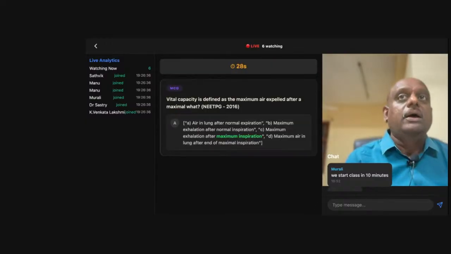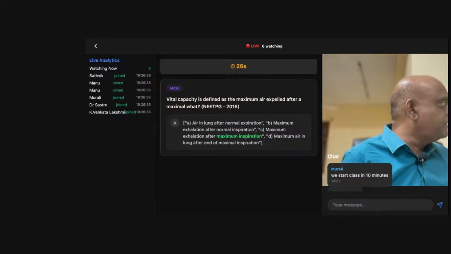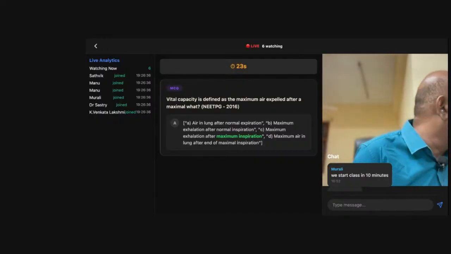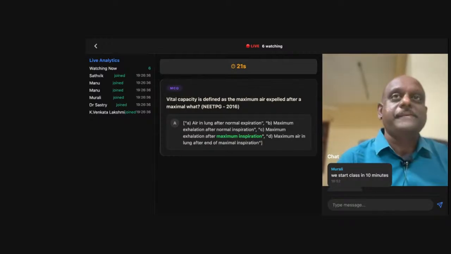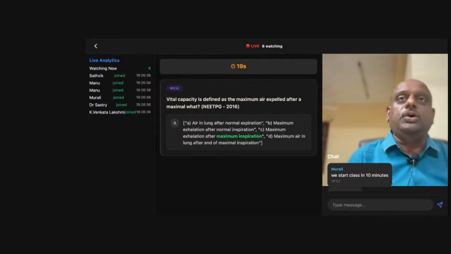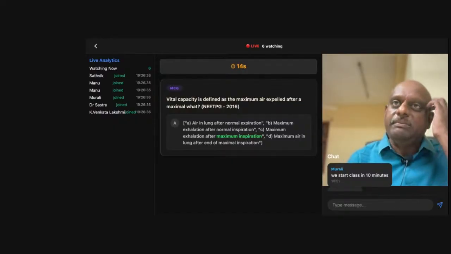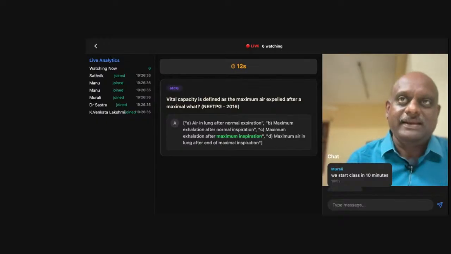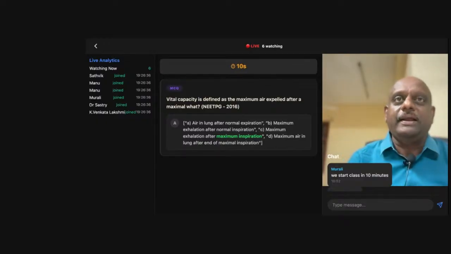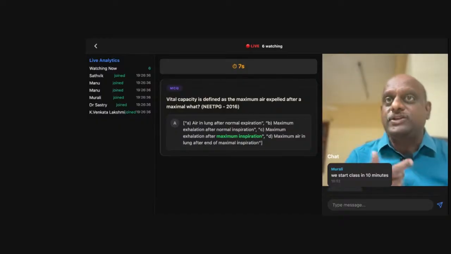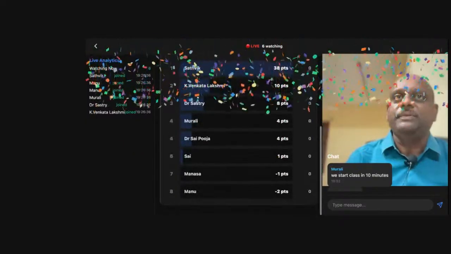All these formatting didn't happen properly. So vital capacity is defined as the maximum air expelled after maximum exhalation, after maximum inspiration. That's a point you need to appreciate, right?